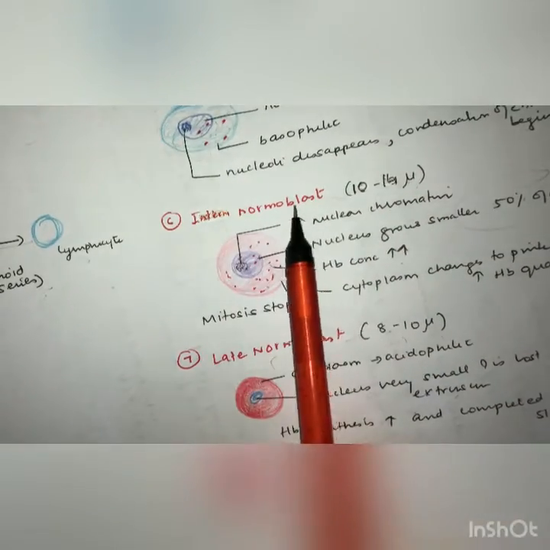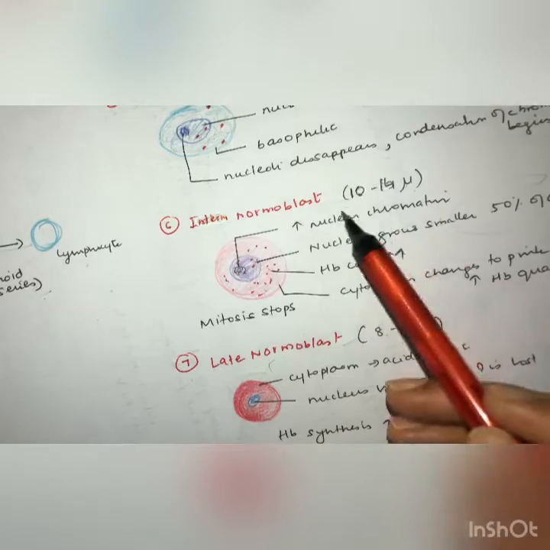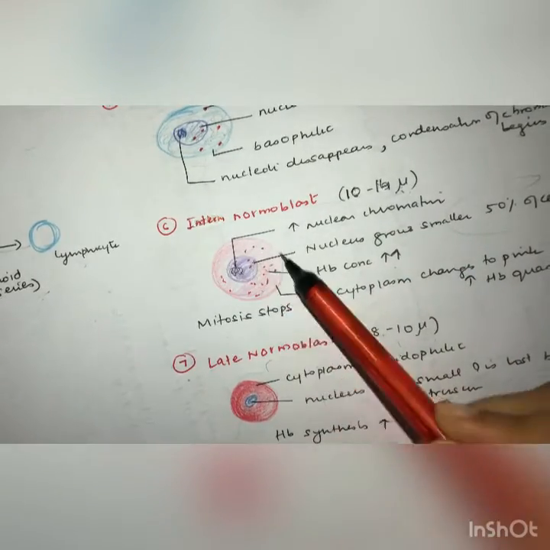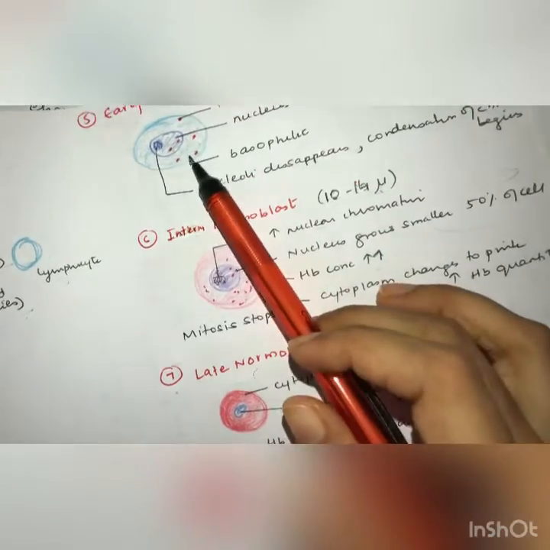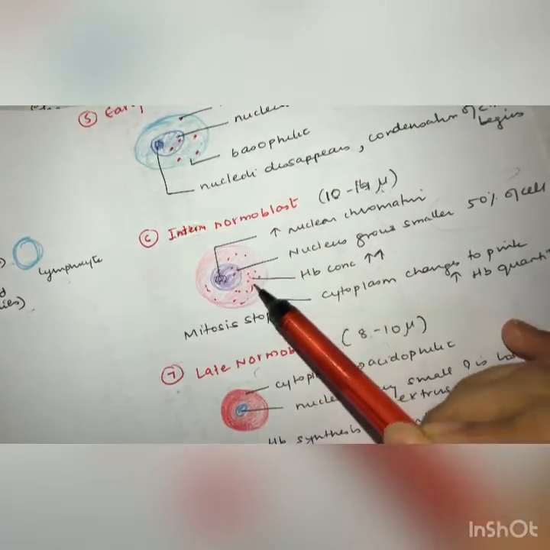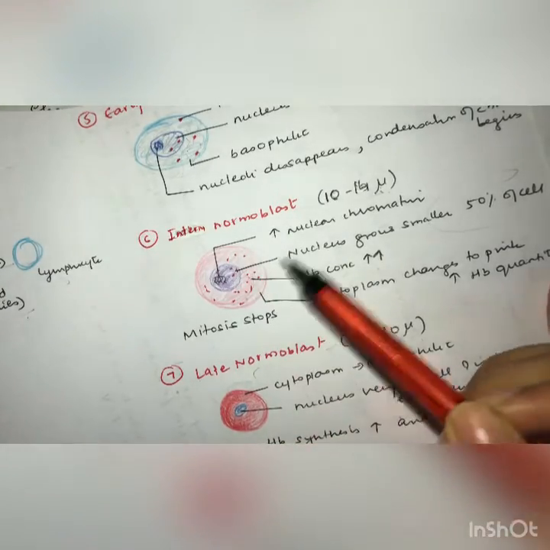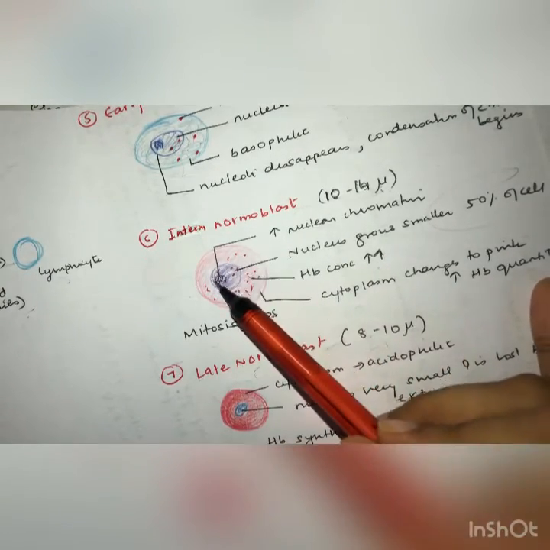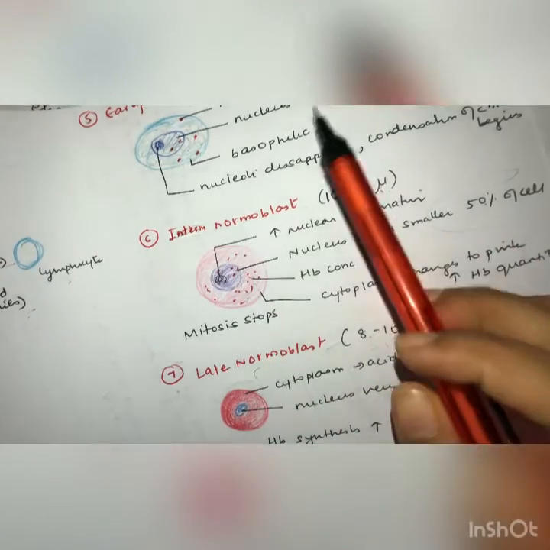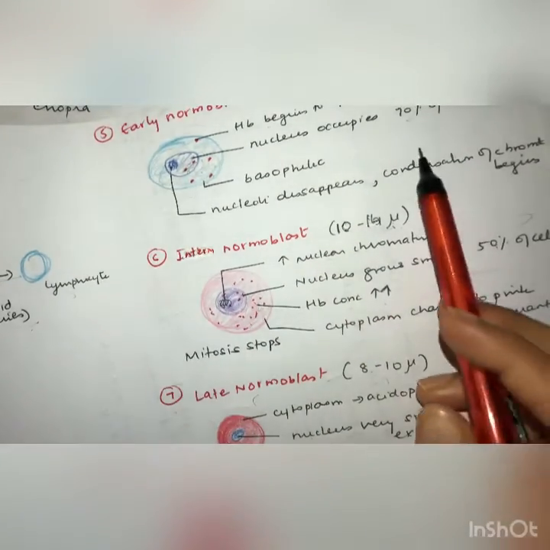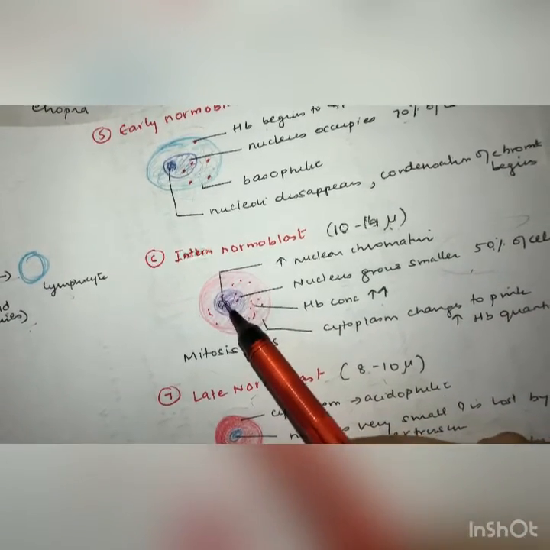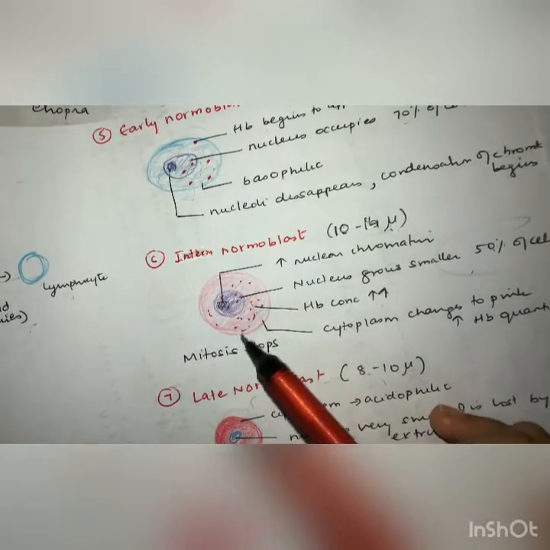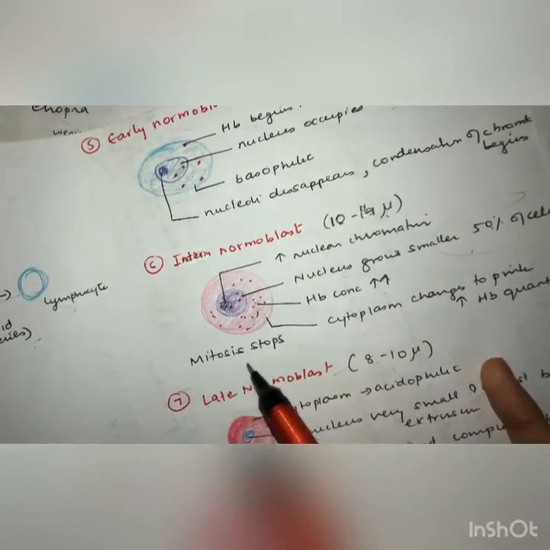In intermediate normoblast, the cell again becomes smaller, 10 to 14. Over here, as you can see, the cytoplasm becomes pinkish, from blue to pinkish, because this HP synthesis keeps on increasing, and that's why it was blue in color earlier. Okay, and the nucleus occupies 50% of the cell. From the beginning 80 to now 70 and now 50, it occupies 50% of the cell, and this chromatin condensation keeps on increasing. This is the stage where mitosis stops.